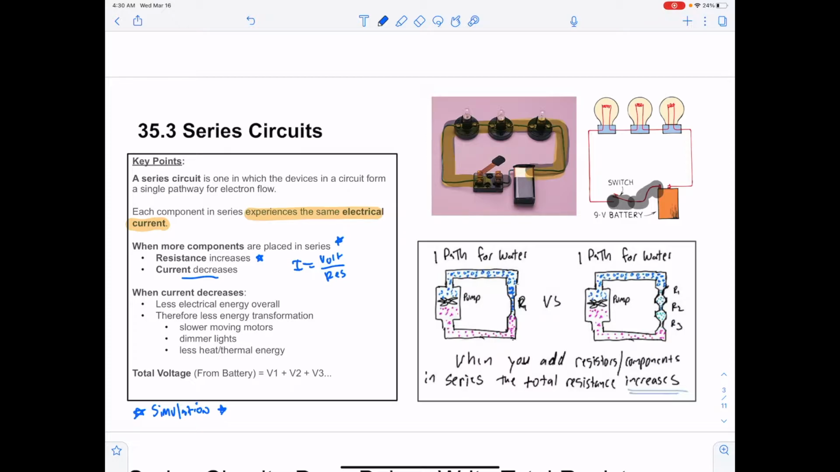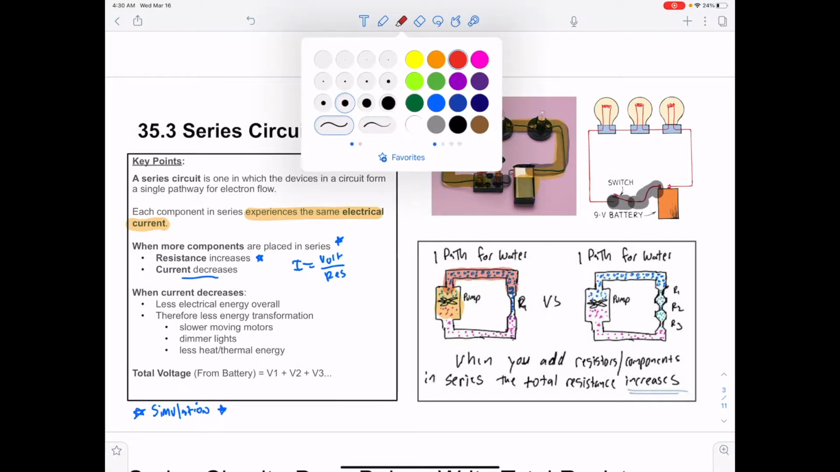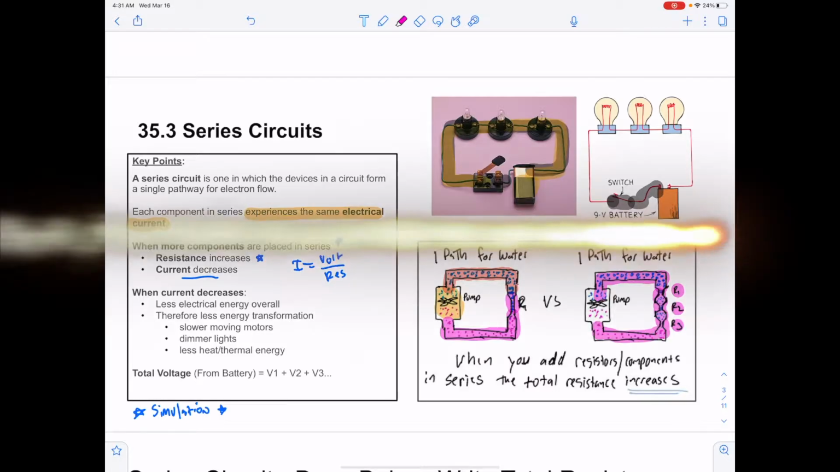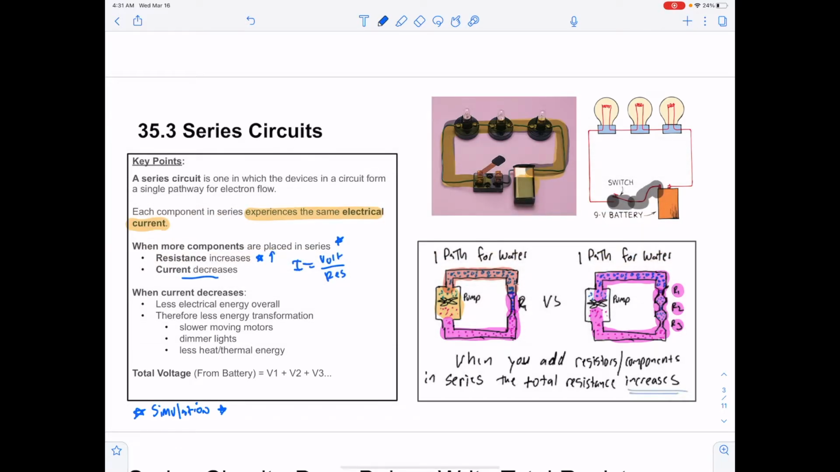Why would that be? Well, think about our water analogy. Our battery is acting as a pump. When we have just one component added in series with our battery, our water is flowing from our pump, and then it reaches our component, which has more resistance in the wire. So we get a little bit of a choke point. It's harder for the water to flow, and then it continues back to the battery. If we add a second and a third component, then we've added more choke points to our pipe. It's harder for water to flow overall, and we get less electrical current. So when you add components in series, the resistance goes up, and as a result, the current goes down.